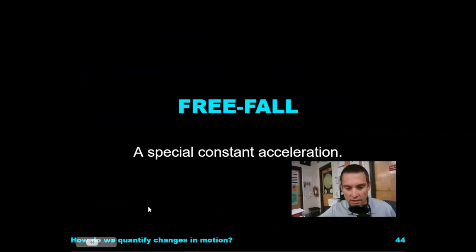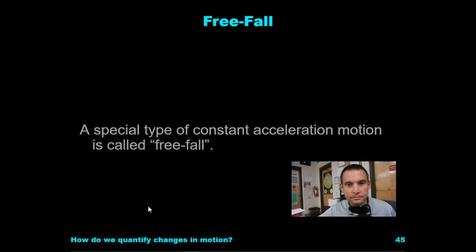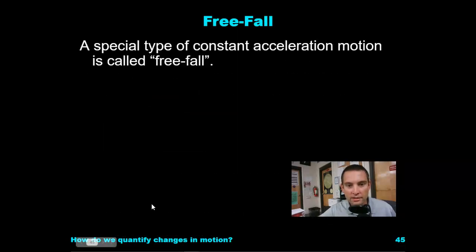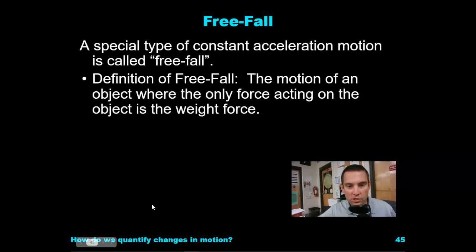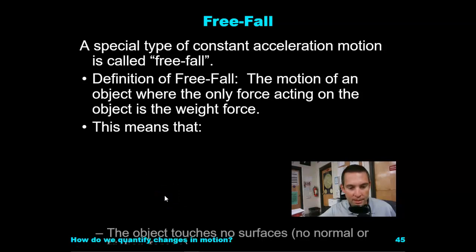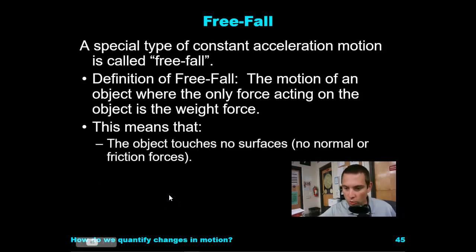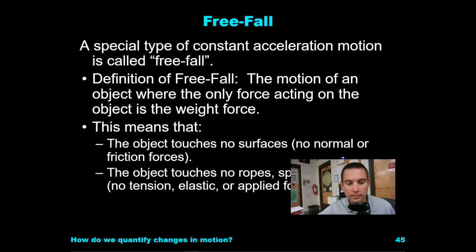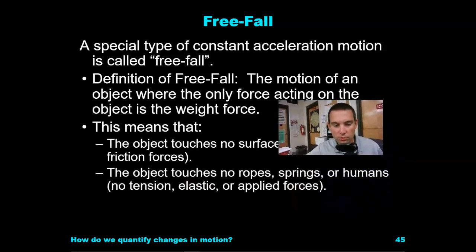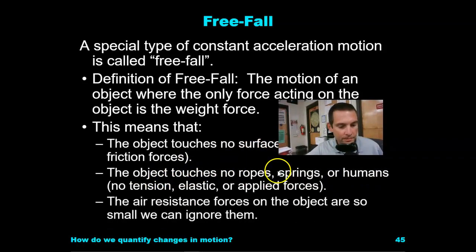Free fall. Special constant acceleration. A special type of constant acceleration is called free fall. The definition of free fall is the motion of an object where the only force acting on the object is the weight force. That means that the object touches no surface, so there's no normal and no friction, and the object touches no rope, springs, or humans, which are tension, elastic, and applied force respectively. Air resistance on the object is so small that we are able to ignore it.